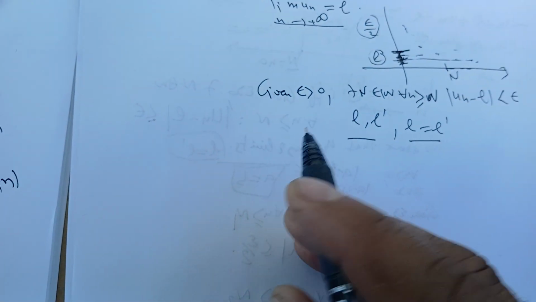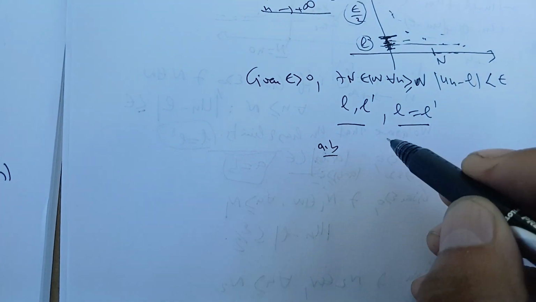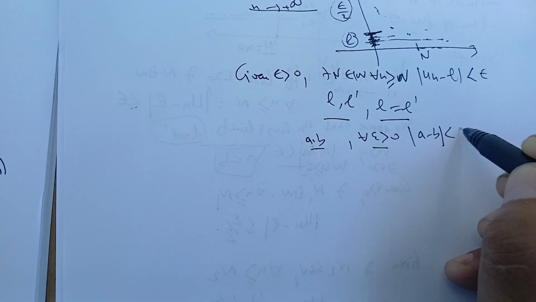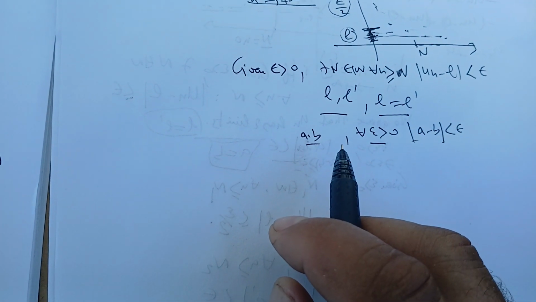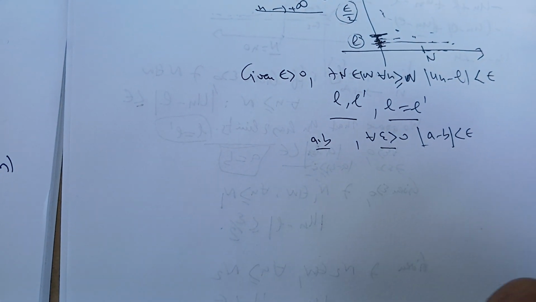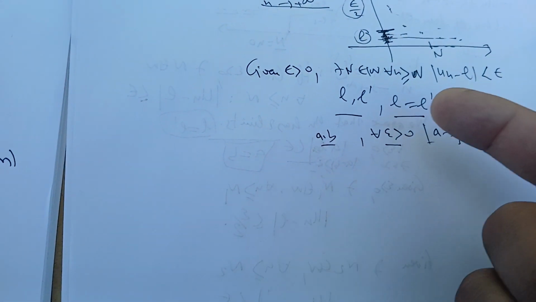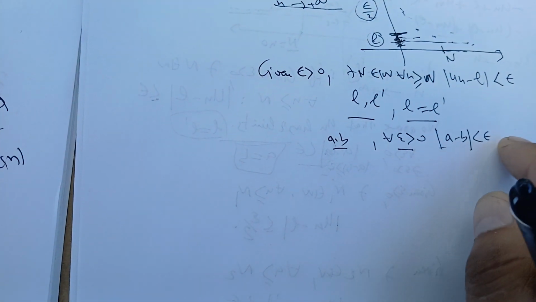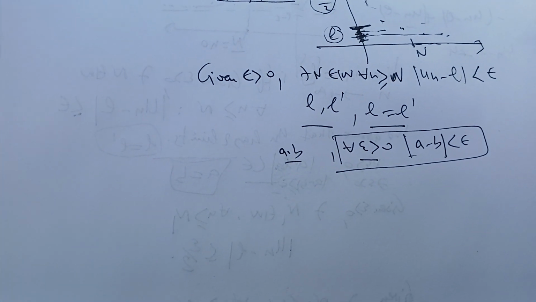But one key idea is that for any two numbers, let's say we have A and B, if for all epsilon positive, |A minus B| is less than epsilon, then A and B are equal. No matter how small the epsilon positive, the distance between the two will be less than that. That means A and B are the same number. So this idea is helpful when we try to prove the uniqueness of the limit.